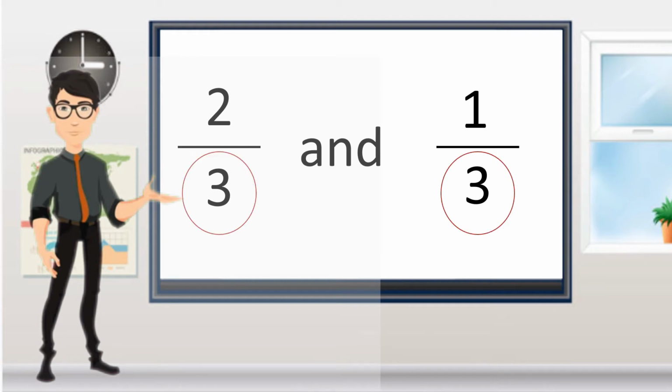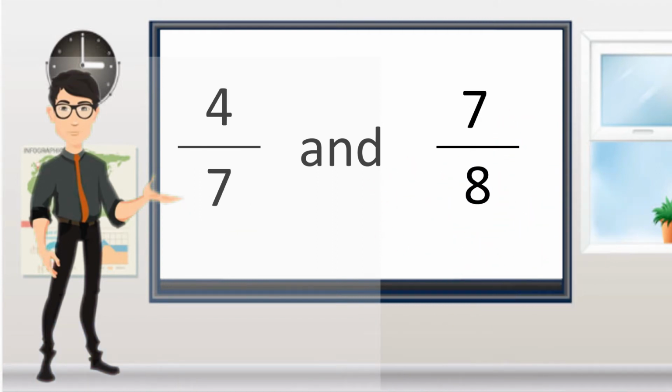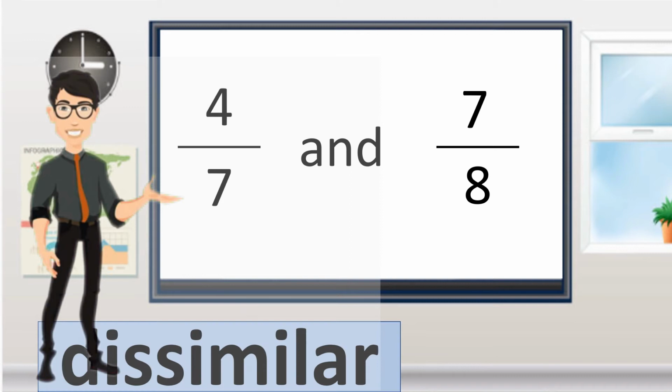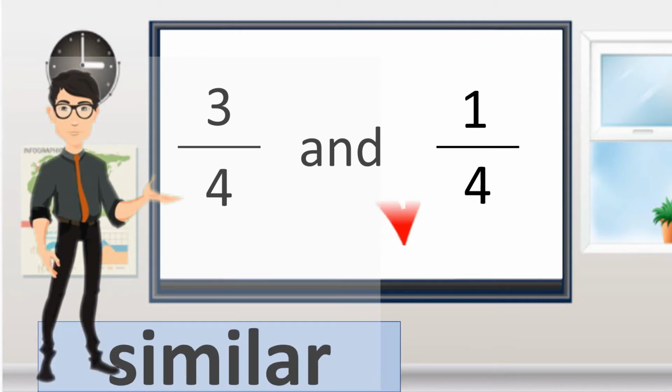Yes, the denominators are 3, so they are similar. Correct. Is this similar or dissimilar for 7/8 and 7/8? Do they have the same denominator? Yes, correct. They are dissimilar. How about this one? 3/4 and 1/4. I think you know the answer. Very good. Similar.